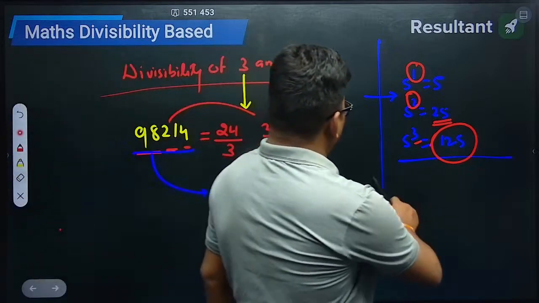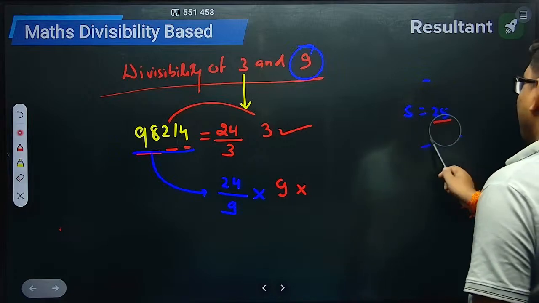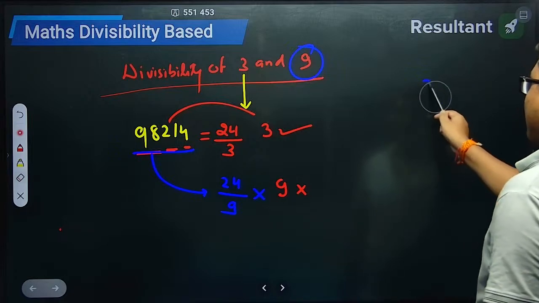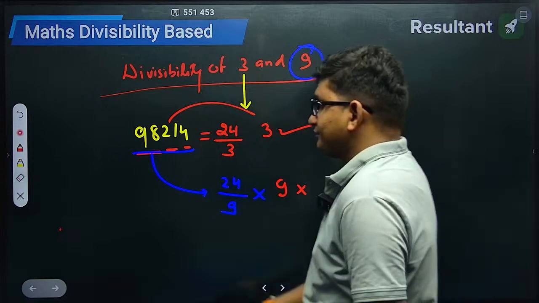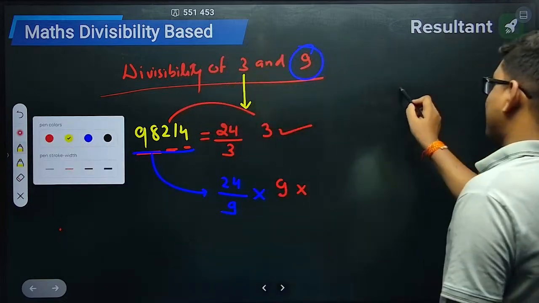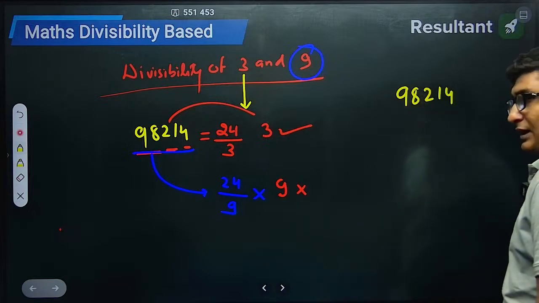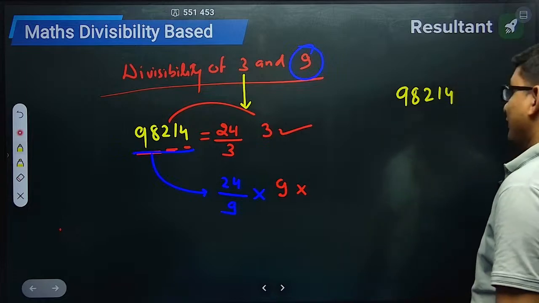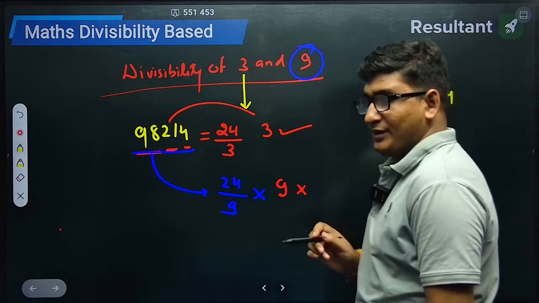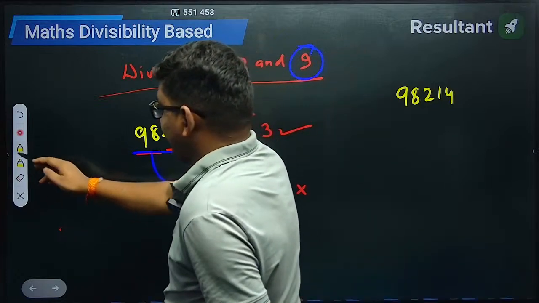I will tell you here. I want to check both numbers in fast mode. So how will you check? I wrote the same number here, 98214. Now I want to check whether this number is divisible by 3 or not. So what will I do? Think one thing here.